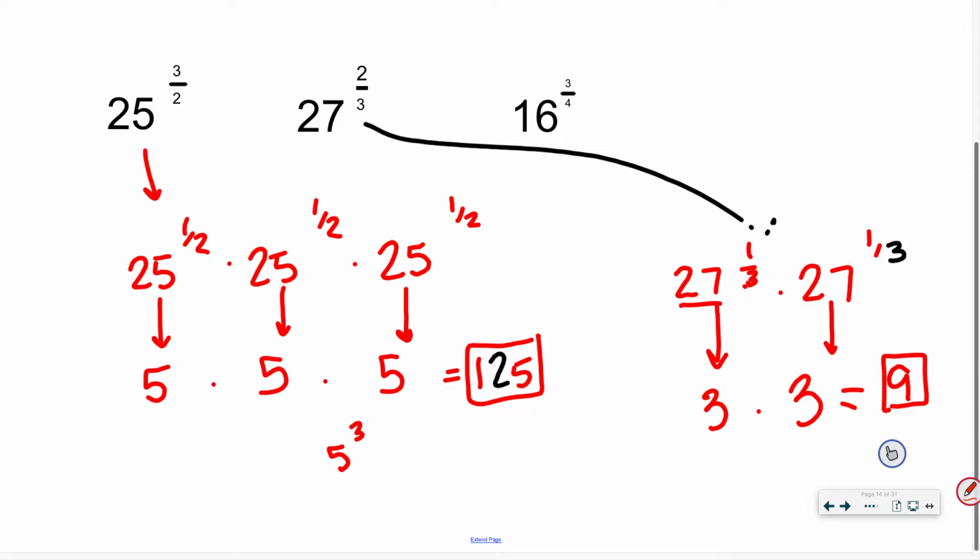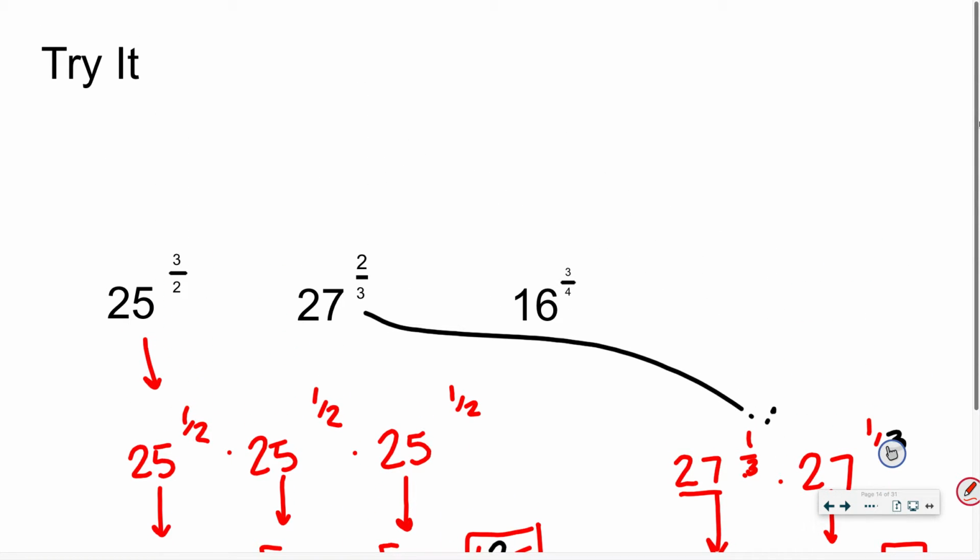So these require an extra layer here. We have to break out that expression before we can simplify. Who wants to share how they broke out 16 to the 3/4? Ibrahim, go ahead. Good. So Ibrahim broke this out to 16 to the 1/4 times 16 to the 1/4 times 16 to the 1/4. Now what? Can I simplify 16 to the 1/4? What is 16 to the 1/4? 2. 16 to the 1/4 equals 2.